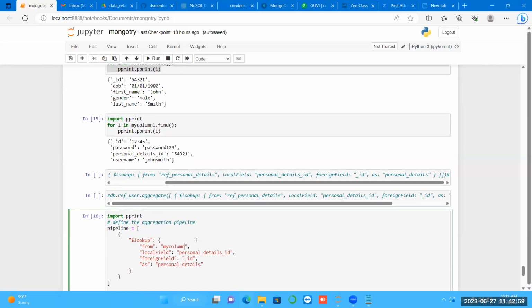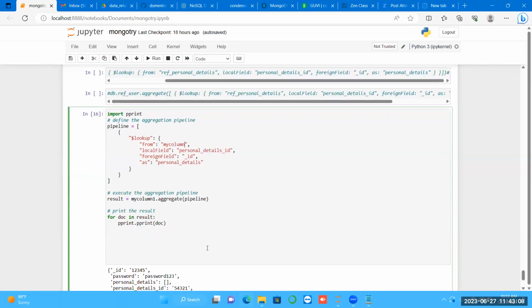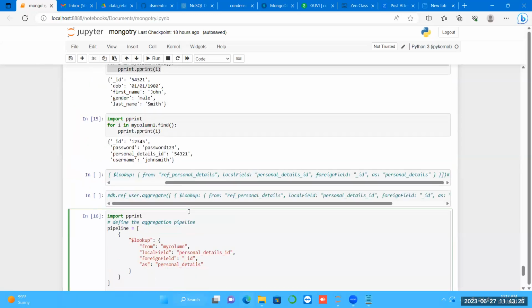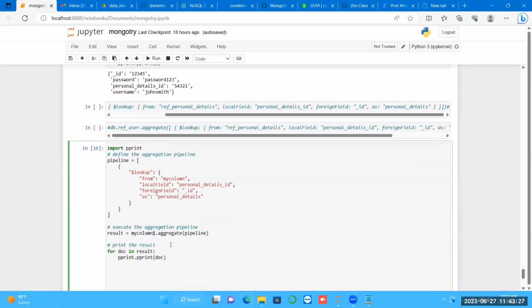Yes, sir. Can you go below what we're writing? My column 1 or 2? Go below that cell. My column 1 aggregate. Correct. Then pipeline lookup from, this will be personal details. Personal details is my column, right? Yes, sir. My column 1 is the user details. Foreign details as personal details. Document result.